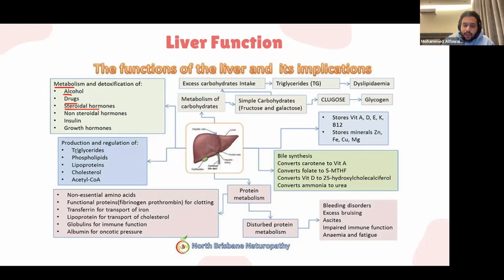Obviously, the liver function is involved in metabolism. Then you have all of these proteins that are involved in the liver. Very importantly, it's involved in clotting factors. This is the site of synthesis of clotting factors, okay?